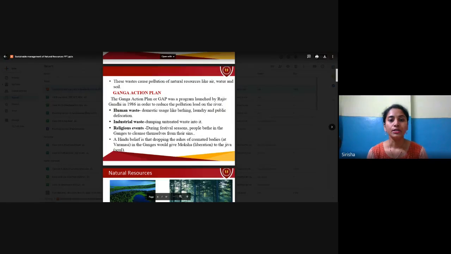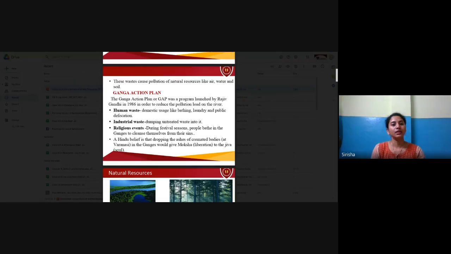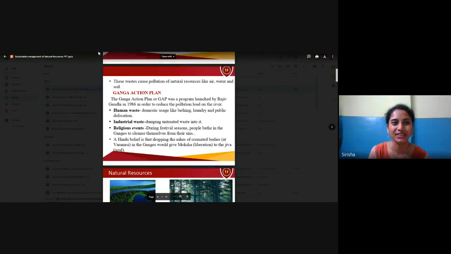Let us see, what are the causes for this water pollution of Ganga? First is human waste. Domestic usage like bathing, laundry, and public defecation takes place near the banks of the river Ganges, and industrial waste dumping, untreated waste in and around the Ganga river, and religious events during festival seasons, like you might have seen Kumbh Mela. Not only Kumbh Mela, many other rituals take place at the banks of the river Ganges, and people bathe in the Ganges to cleanse themselves from their sins according to a particular religion.